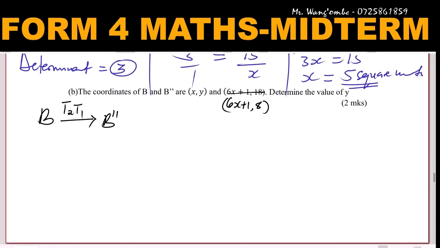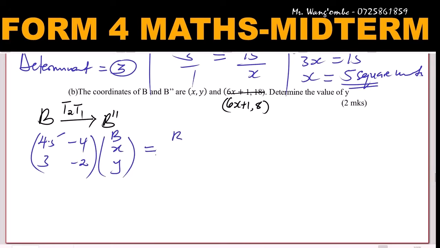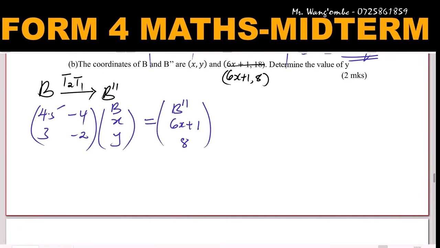So that means if we get that matrix, T2, T1, which we already have, is 4.5, 3, then negative 4, negative 2, and then we multiply that with B. The coordinates for B, x, y, we shall get B double prime. That is 6x plus 1, 8.